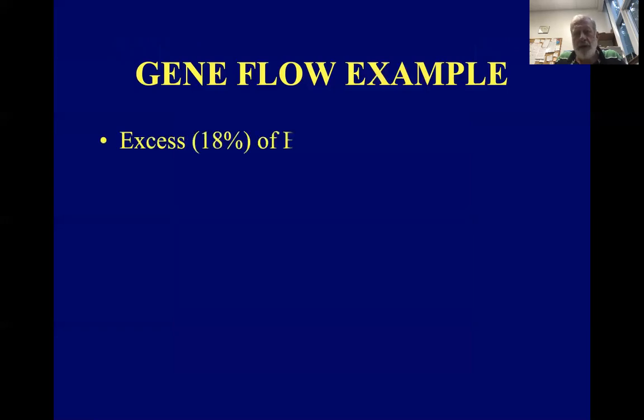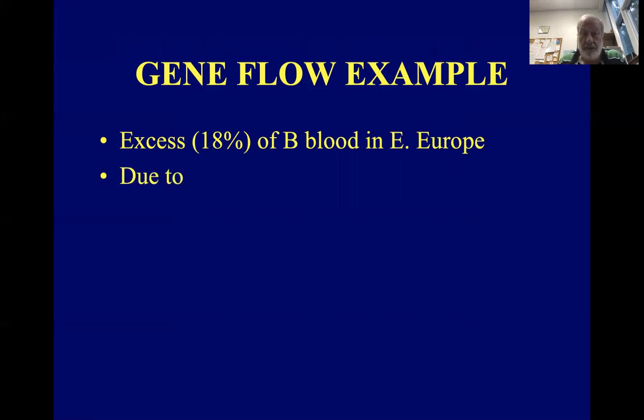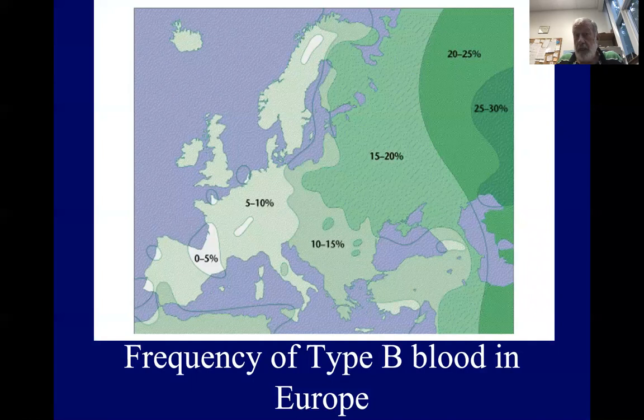One example in our species is that in Eastern Europe, there's an 18% excess of type B blood relative to Western Europe. And type B blood is much more common in Asia than in Europe. And this is due to gene flow from Asia or Mongolia. Think centuries ago, good old Genghis Khan and his Mongol hordes came across Asia and made it about halfway through Europe. And so this map shows you, as you go further east in Eurasia, the frequency of type B blood increases from 5% or less up to about 30% when you're over in Western Asia there.